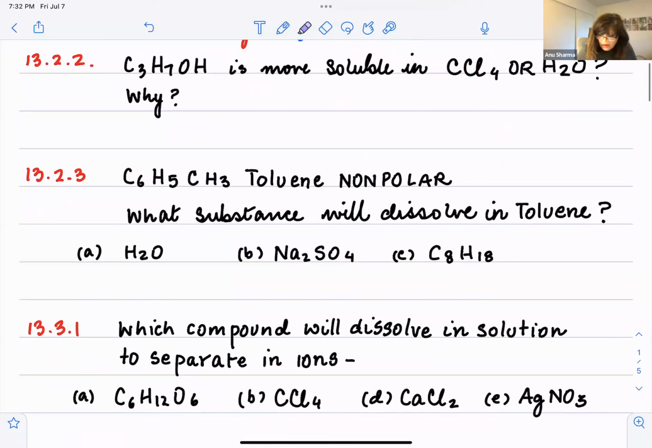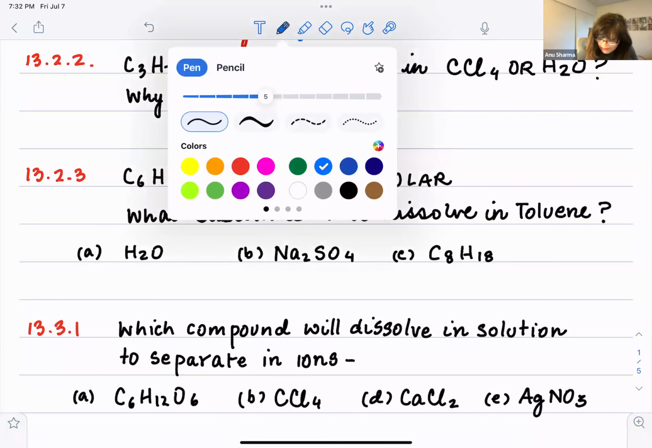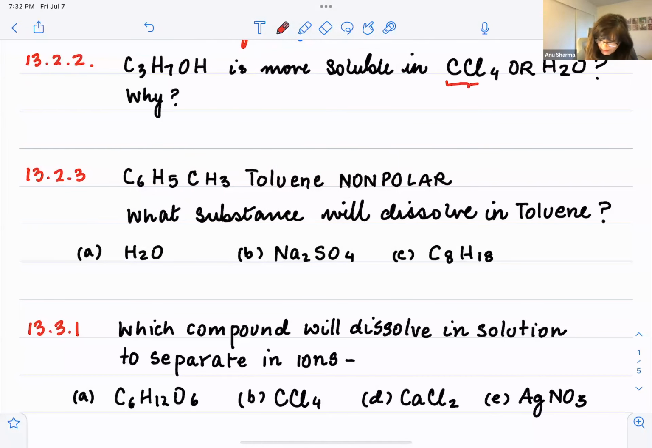Similarly here, now we are given another question. This is C3H7OH. Don't worry about the name. Just take it as some kind of organic molecule. CCl4 is again a kind of organic molecule. Water is H2O. Now, just looking at these molecules, what do you know about them? CCl4 is made up of 1 carbon and 4 chlorines. You must have seen it; we made the Lewis structures of this. So CCl4 looks like that. And then water is this.